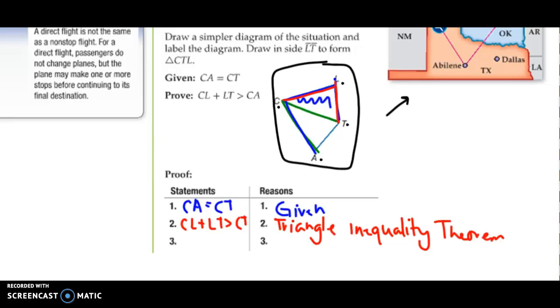Okay, so that's what we've said this entire section, theorem 5.11, that CL plus LT has to be greater than CT. Now we see it says, okay, well, CT is actually the same as CA. So I can just substitute for CT right here. And so I get CL plus LT is greater than CA, by substitution.